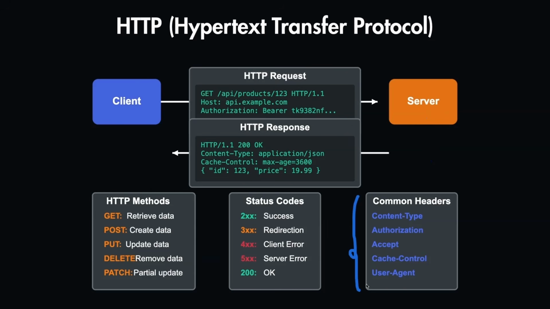And these are the common headers, like Content-Type, which is defined by the server usually, but also by the client. Authorization for making a request and authorizing to the server. Accept headers, Cache-Control, User-Agent, and there are more headers, but these are the common ones.